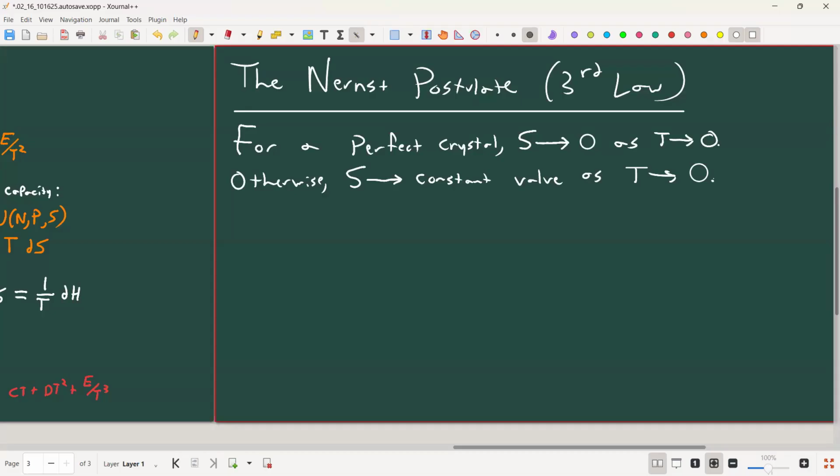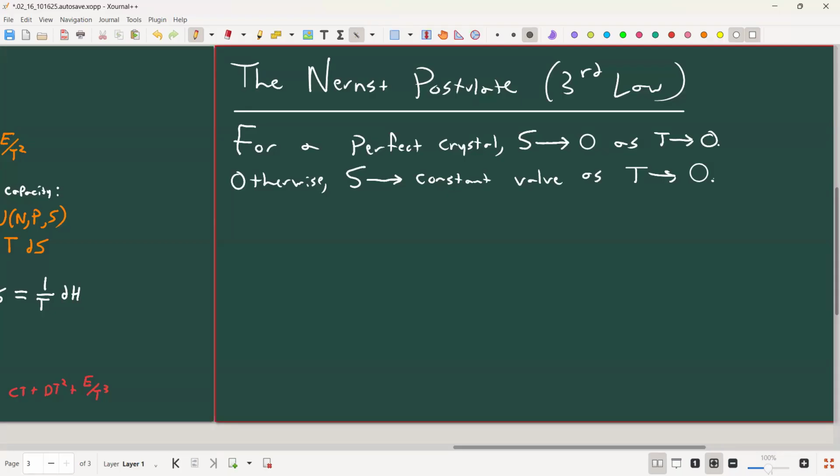Because what we're guaranteed is that no matter what material we have, as long as we can cool it down low enough, we can find the absolute value of the entropy. If the material is a perfect crystal, I don't really know what that is yet, that entropy goes to 0. And so we know that by extrapolation, no matter whatever material we have, that entropy is always referenced to itself, to its 0 value.